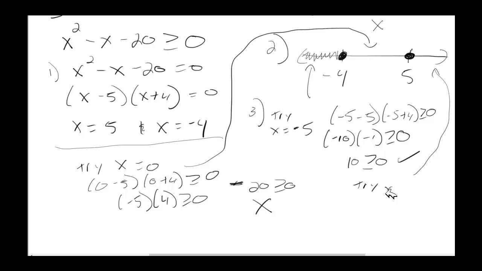Oh, I don't know. Let's do 6 or 7 or a million or whatever. Any number out here will work. So I'm going to plug a 6 in. I've got 6 minus 5 and 6 plus 4. I'm going to see if this turns out to be greater than or equal to 0.